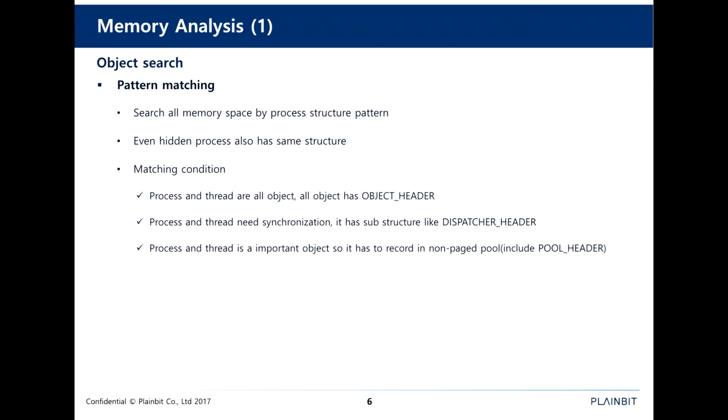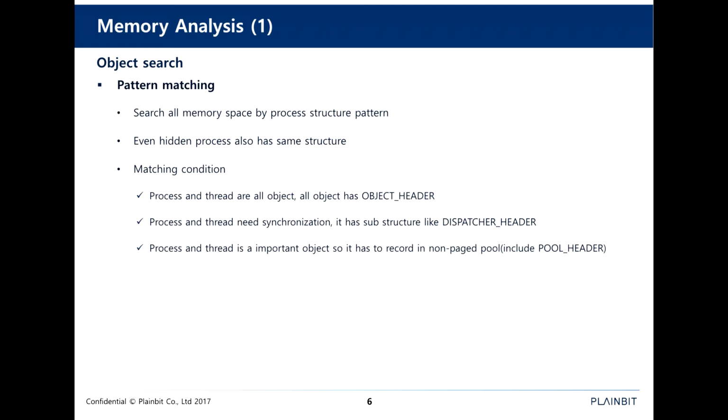Another important thing is that you can find hidden processes as well as processes that have already been terminated. When a process terminates, the objects in the process remain in memory. The object of the terminated process is also different from the object of the running process and can be found by pattern matching. Let's look at the pattern criteria defined by the pattern matching method.